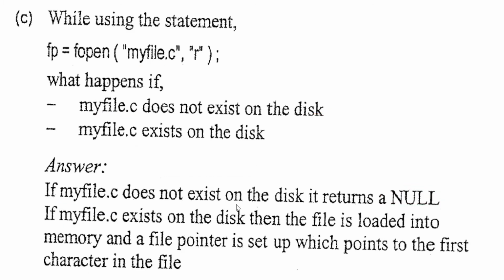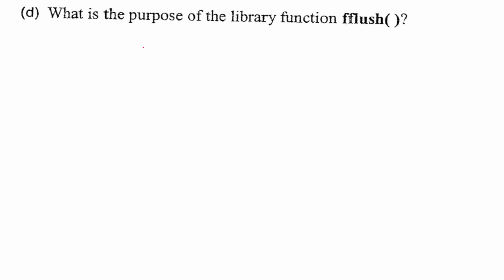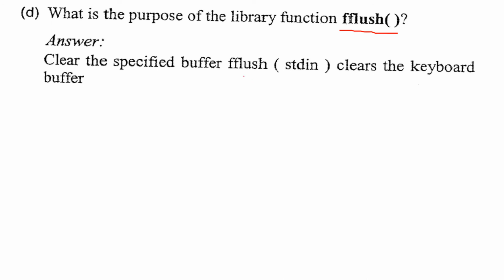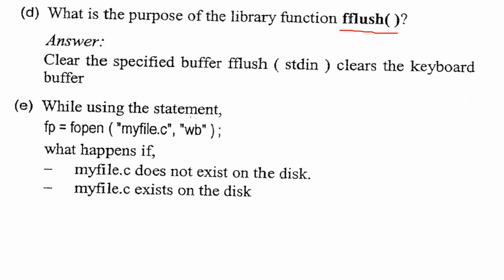What is the purpose of a library function fflush? In the keyboard there is a buffer, so we have to flush it for some multiple input keyboard it has taken. While using the statement, this one myfile.c with wb, what happens if this myfile.c does not exist or myfile.c exists?